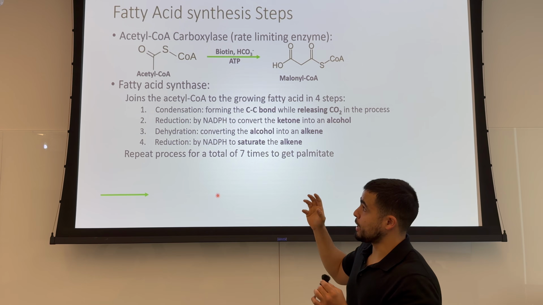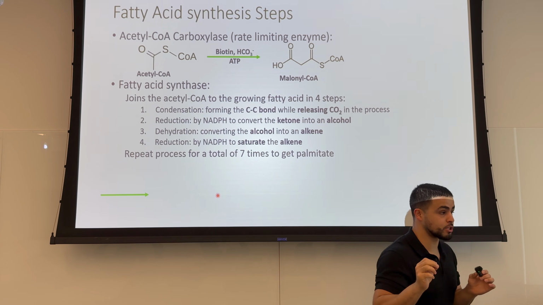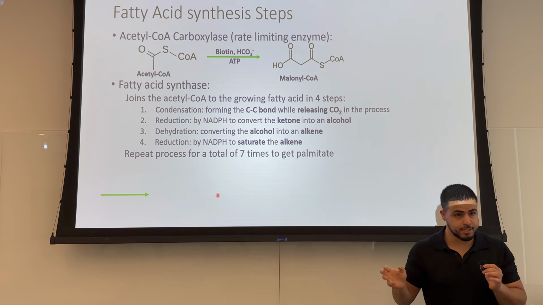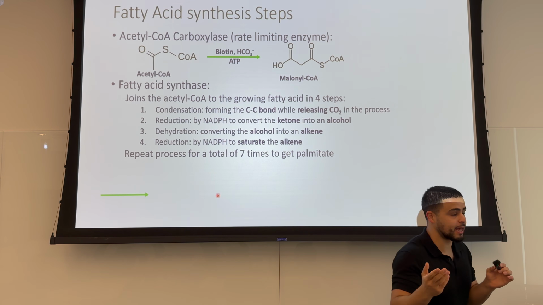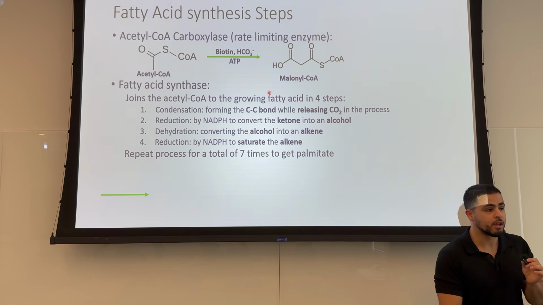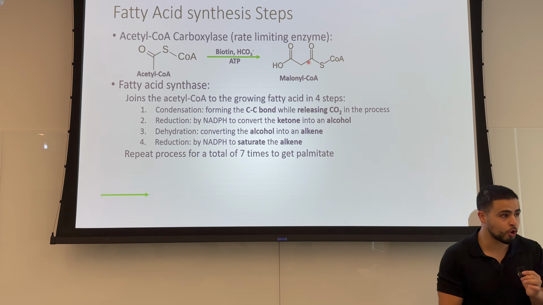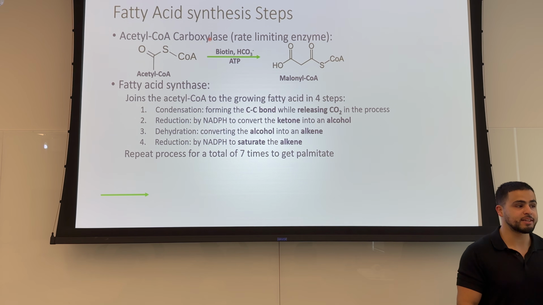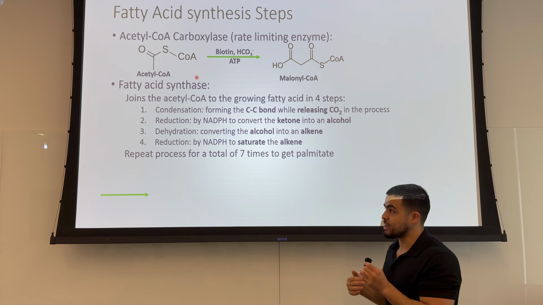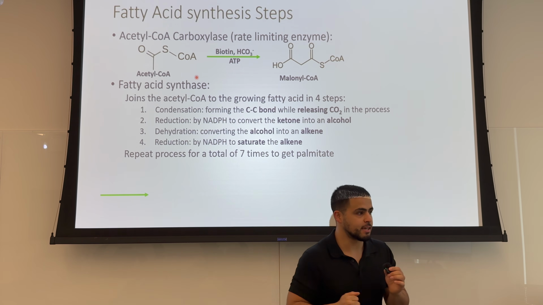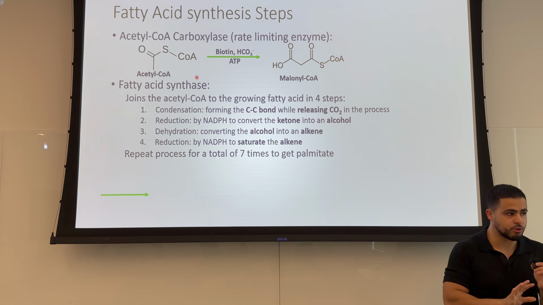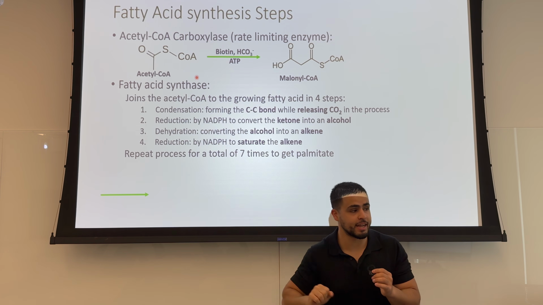So the very first step is carried out by acetyl-CoA carboxylase, which is the rate-limiting enzyme. As the name implies, it carboxylates acetyl-CoA, adds a carbon atom to it, and now you have this 3-carbon molecule known as malonyl-CoA. Notice it requires biotin and ATP and bicarb, just that carbon atom, to carry out this reaction. Now, after that, we have another enzyme that carries out a series of reactions. This enzyme is known as fatty acid synthase, and it carries out these 4 reactions to build the growing fatty acid chain.